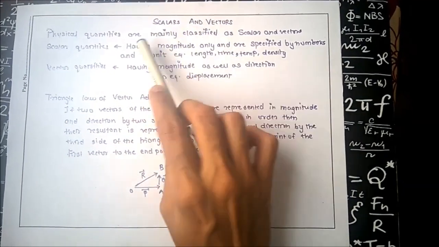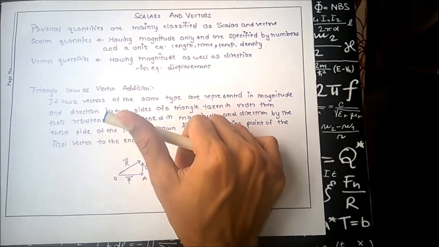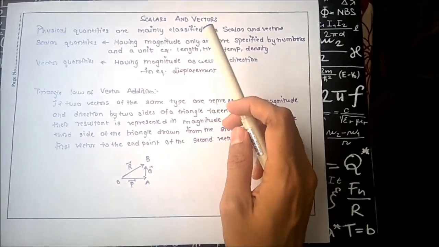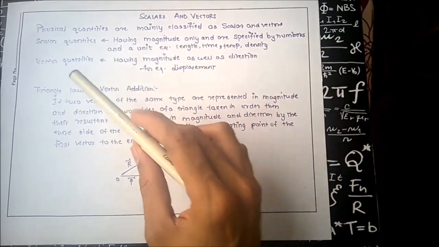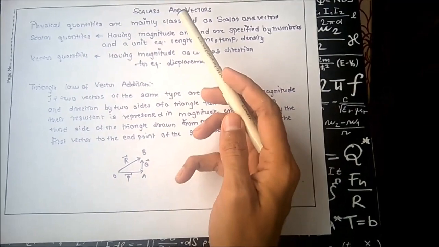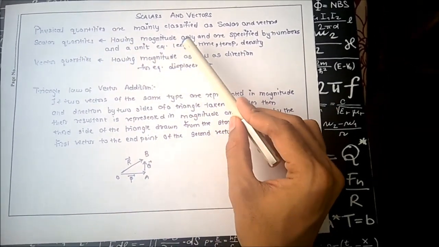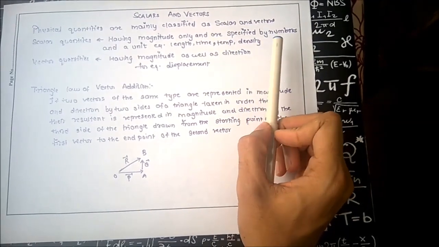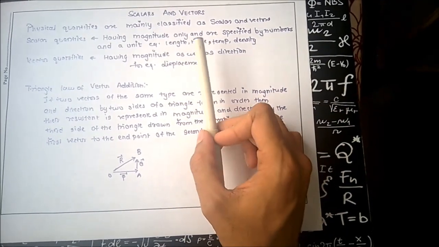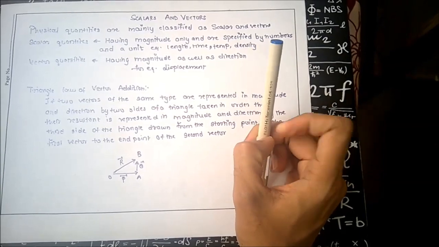We start with the chapter scalars and vectors. Physical quantities are divided into scalars and vectors. A quantity can be a scalar quantity or a vector quantity. For a quantity to be a scalar, it has magnitude only, given by a specific number and units. For example, length, time, temperature or density.